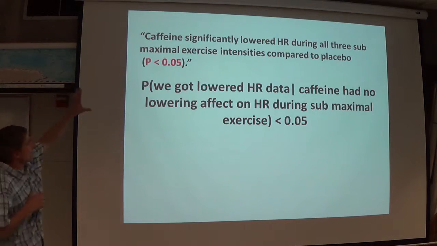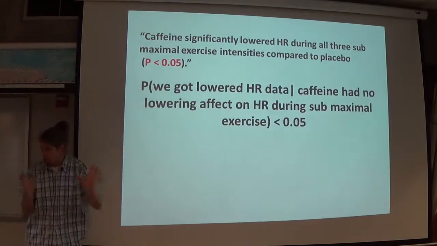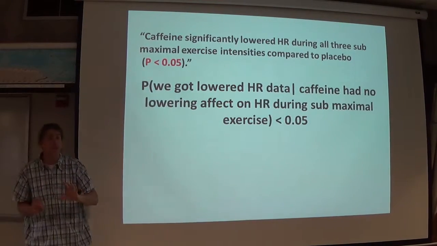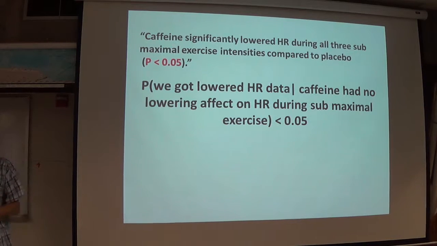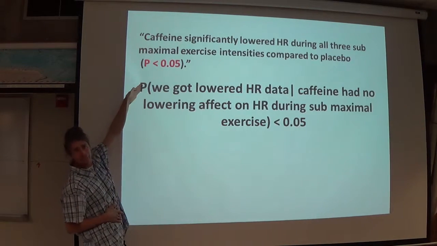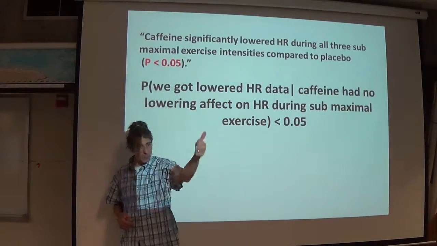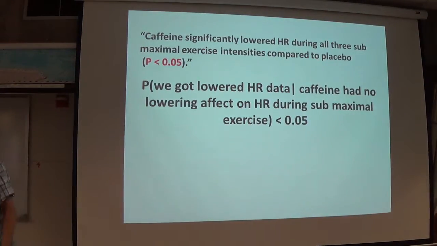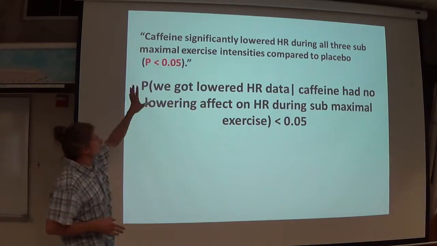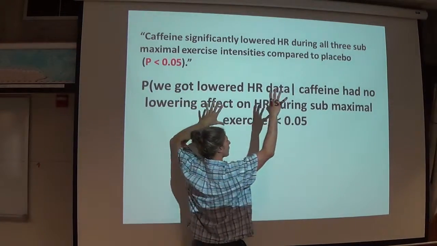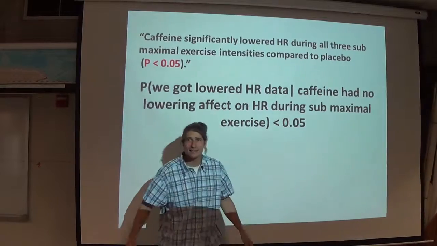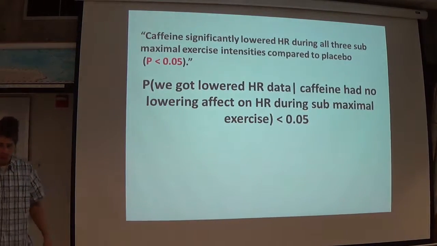So here is that p-value statement again, but written down in words. For those of you that don't like the picture, here's the words. I'm trying to hit it as many different ways as I can. The article itself, a new graph, and now the actual probability. What is the chance that we observed lowered heart rate data? Because we did, right? We observed lowered heart rate data. What's the chance that we observed that lowered heart rate data if caffeine isn't causing the lowering?